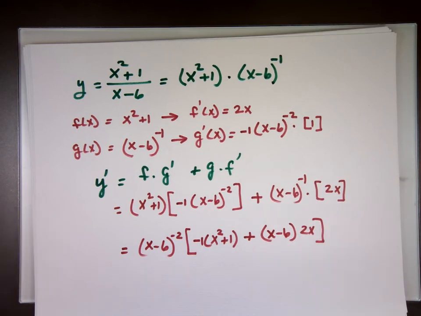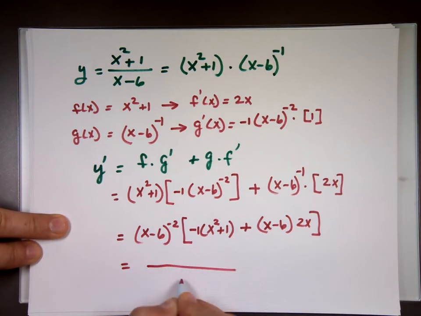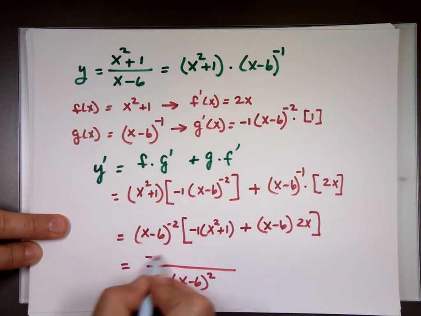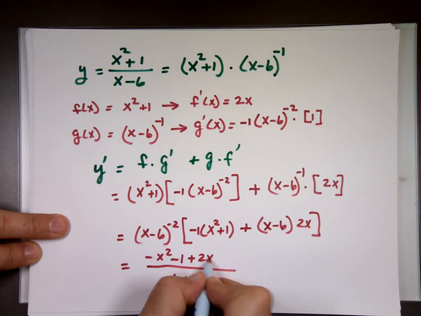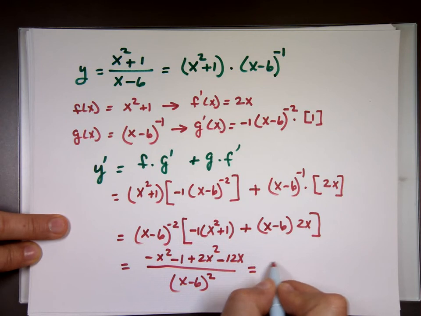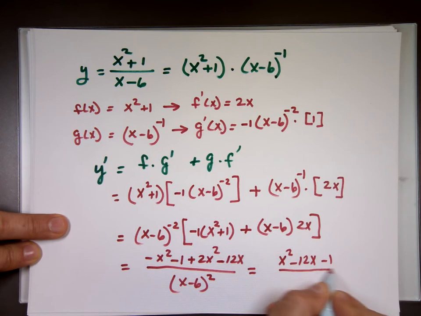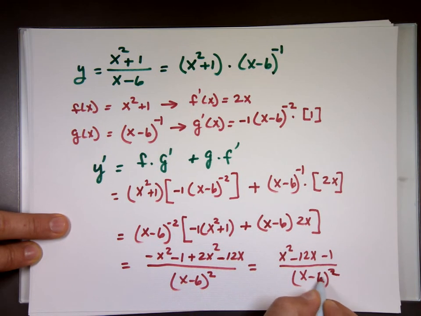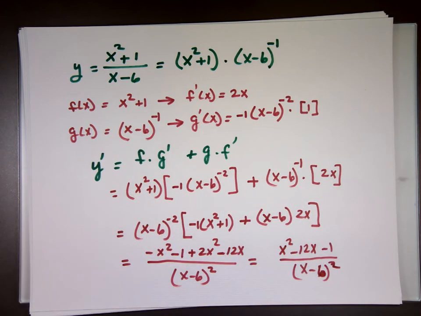And if you do your math, I bet you it's the same answer. Because that x minus 6 to the negative 2 becomes x minus 6 squared in the bottom. Negative x squared, negative 1, plus what? 2x squared minus 6 times 2, 12x. So what's my final answer? Is it x squared minus 12x minus 1 over x minus 6 squared? And if you stop here, they probably say that's fine. So a lot of people don't like the quotient rule. That's what they do.